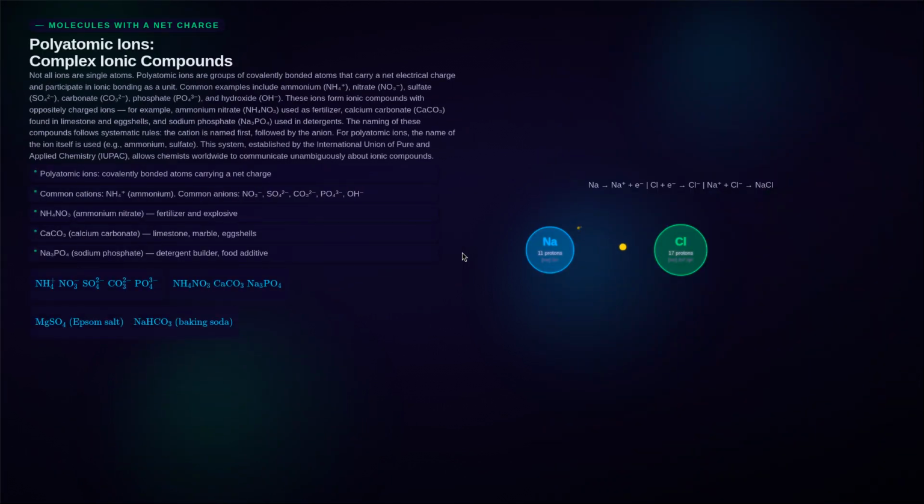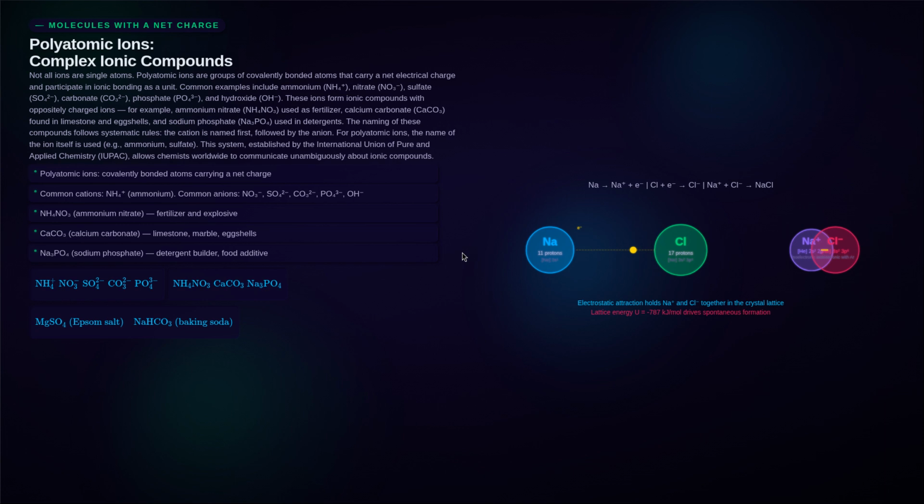Not all ions are single atoms. Polyatomic ions are groups of covalently bonded atoms that carry a net electrical charge and participate in ionic bonding as a unit. Common examples include ammonium, NH4+, nitrate, NO3-, sulfate, SO4 2-, carbonate, CO3 2-, phosphate, PO4 3-, and hydroxide, OH-.